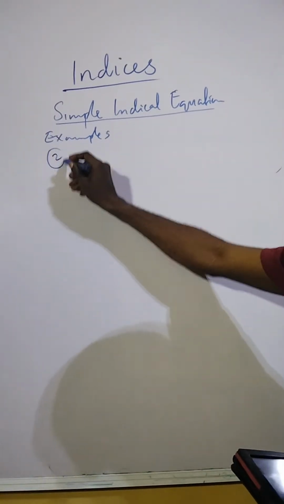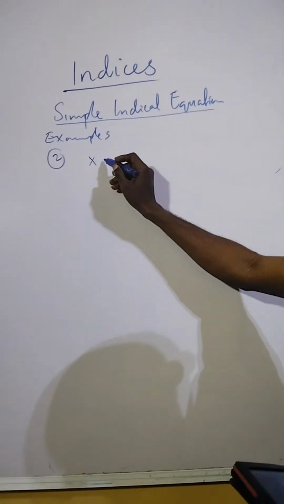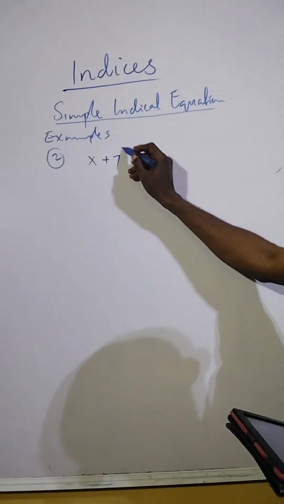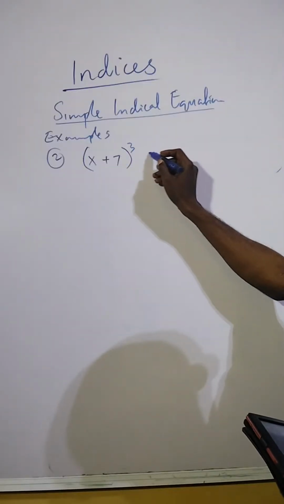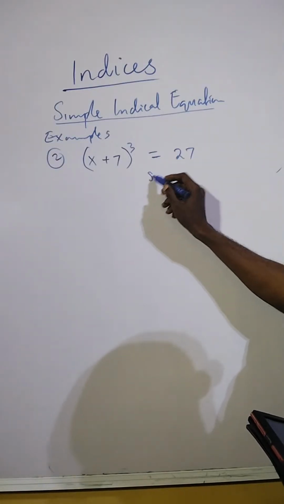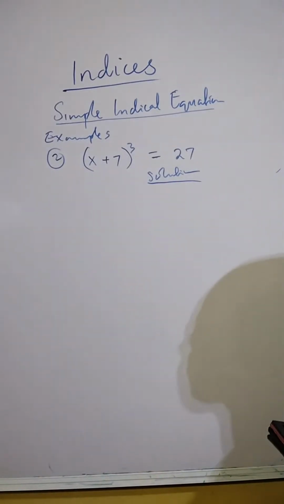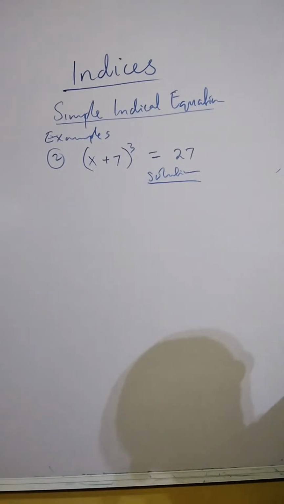When we have (2x plus 7) all raised to power 3 equals 27. Now, we want to solve for x. Actually, this here is supposed to have 3 solutions. There will be 2 complex solutions here in this problem. We want to solve it, okay?